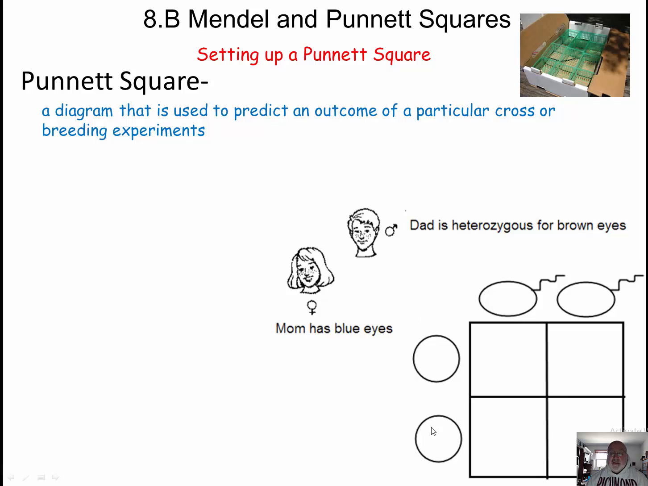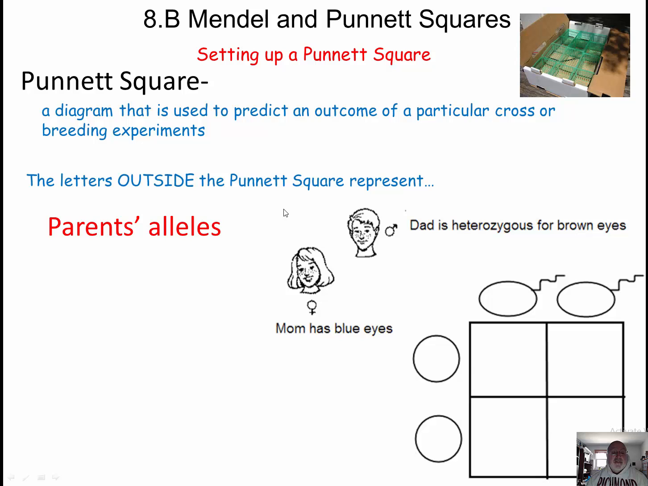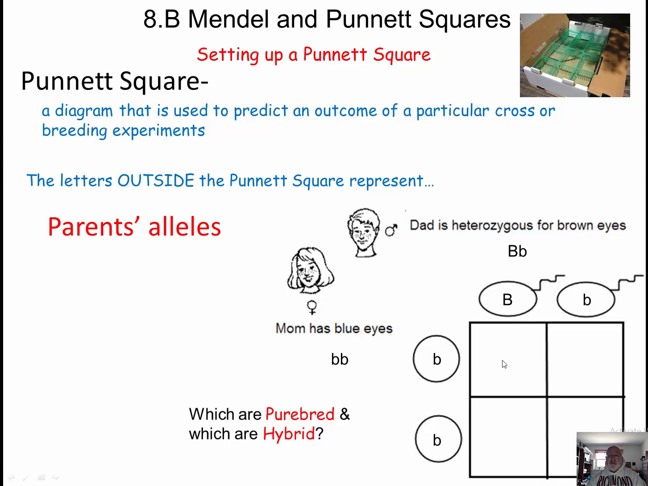So mom we usually put on this side, dad we usually put on top, and then on the outside you represent the parents' alleles. Bb, that's heterozygous brown eyes. Brown is the dominant one, and mom is blue eyes, so she's got to be homozygous for blue. Purebred, hybrid. And then what you do is you put the different alleles inside the box, or inside the circles, or right by the box. And now we just say, in this box, we're going to get this allele from mom and this allele from dad.